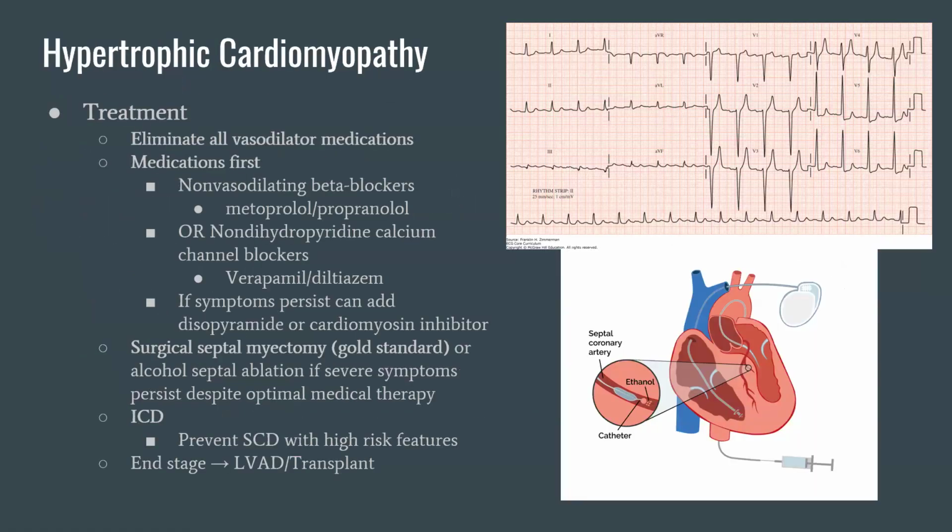So take home, usually this has a preserved or hyperdynamic EF. It's an asymmetrical thickened septal wall. In the absence of any other cause, like hypertension or valve issue, it's usually a genetic component. We do medications first. Then when we do surgery, if it's high risk features, we consider a defibrillator.